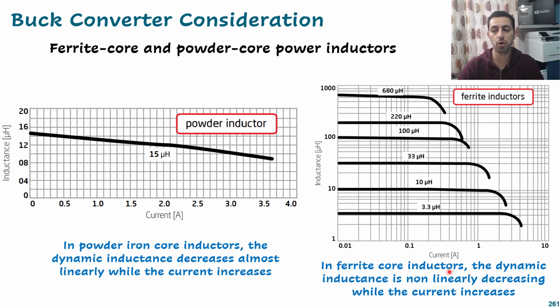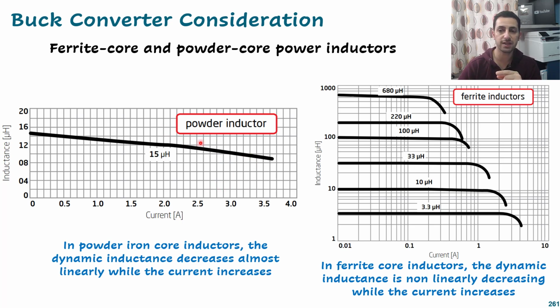In ferrite-core inductors, the dynamic inductance decreases non-linearly as the current increases. What we mean by saturation is this region here, where we have high current and a very significant drop in inductance. Maybe that doesn't appear here.